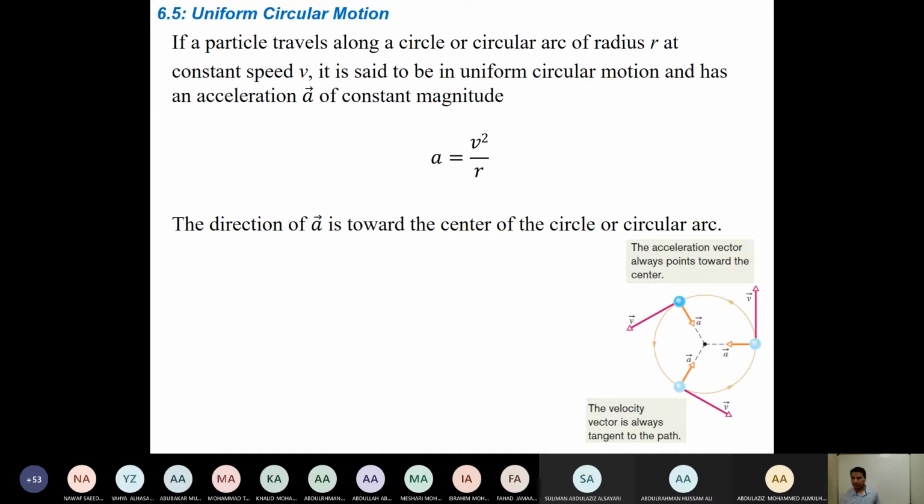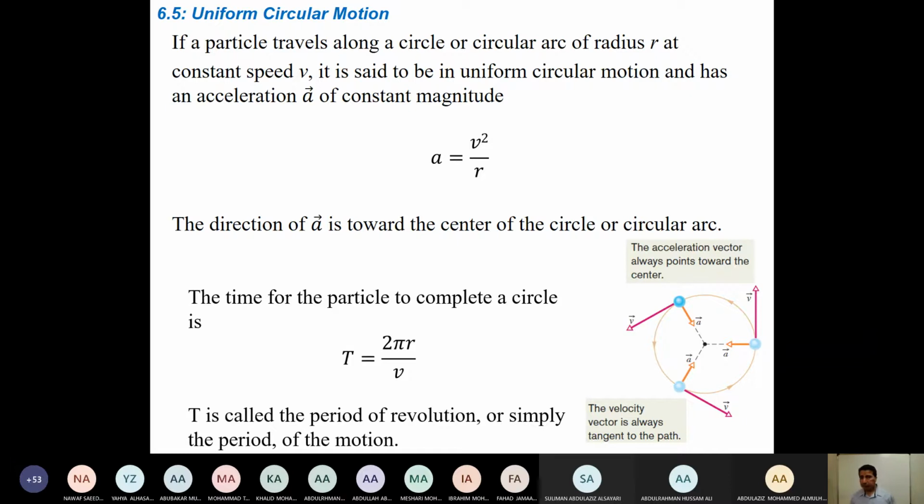That being said, we also know that the acceleration for uniform circular motion is v squared by r, and v in this case represents the magnitude of the velocity, and r is the radius of the circle. This is something which we learned in chapter 4.